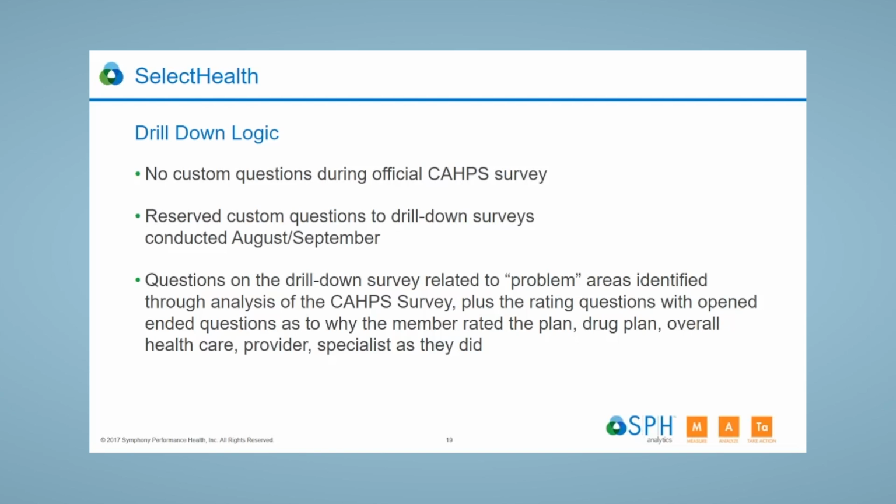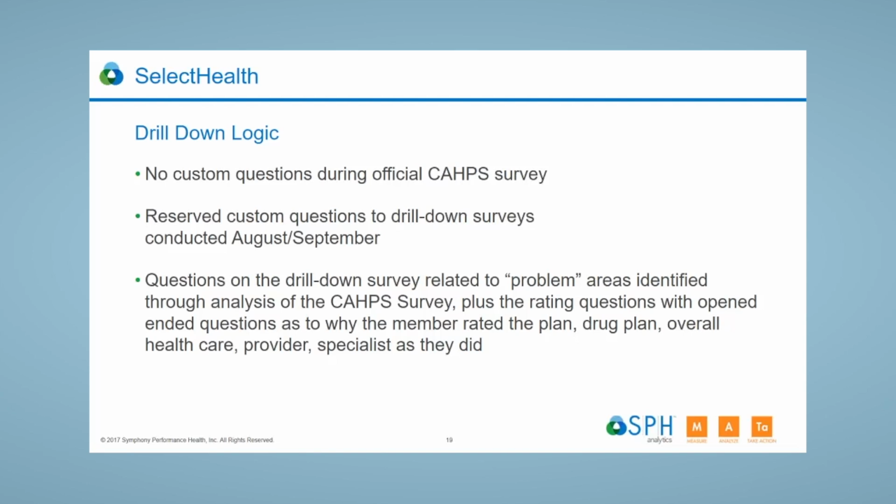One of the things we decided to do was, if we were going to do drill down surveys, there was no real need for us to do custom questions during the official CAHPS survey, and thereby we could shorten the official CAHPS survey and get a better response rate for those surveys, because we weren't extending the length of the survey. We reserved the custom questions to the drill down surveys and conducted the survey in the August-September time frame, which is outside the moratorium window period for surveys. That allowed us to get the surveys done and still have time to implement action plans to try to improve our rates.